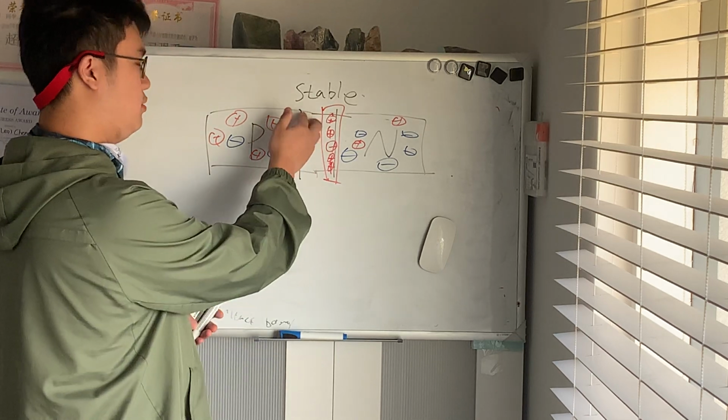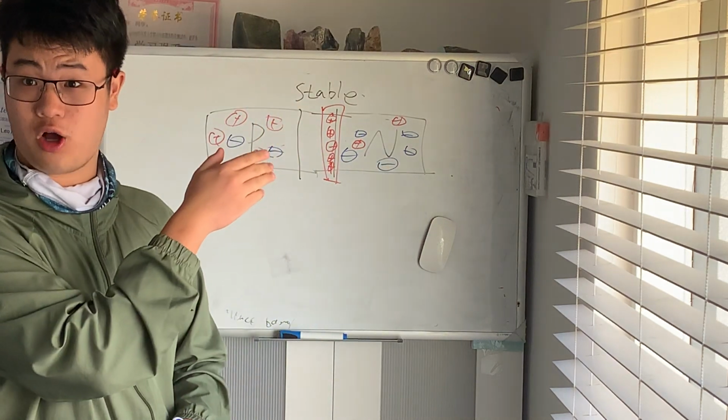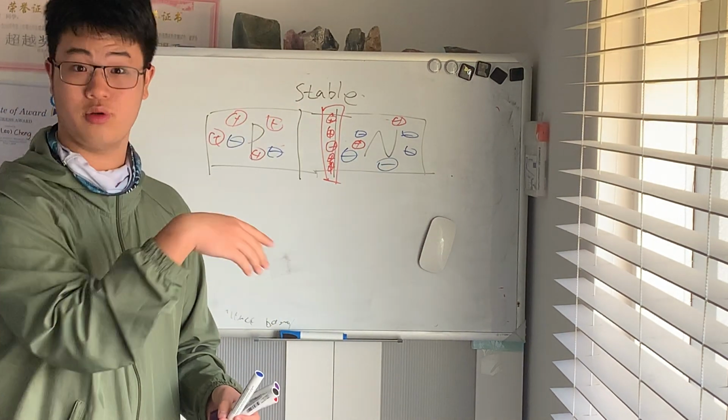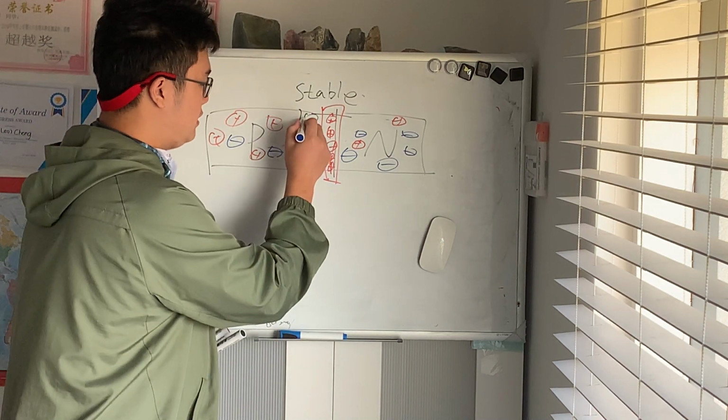And then this section gains the electron. It also becomes an ion. It's negatively charged because it's gained electrons. Electron number is greater than the proton number. So overall, it's negatively charged.